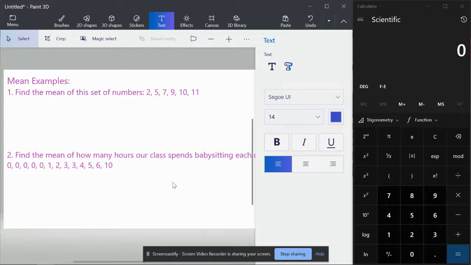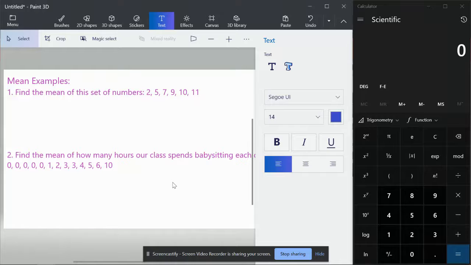Okay, so we are starting our new statistics unit. We're going to talk about three main ideas: mean, median, and mode. We're going to do one example for each that's just some general numbers, and then we're also going to do one example using the numbers that you sent in to me about how long you spend on your phone each day, how long you spend babysitting each day, that sort of thing.